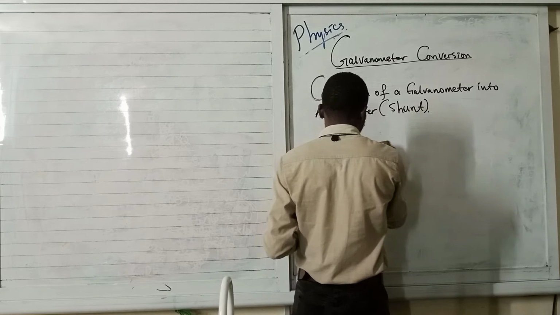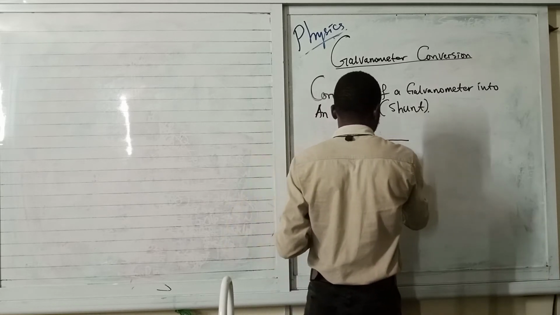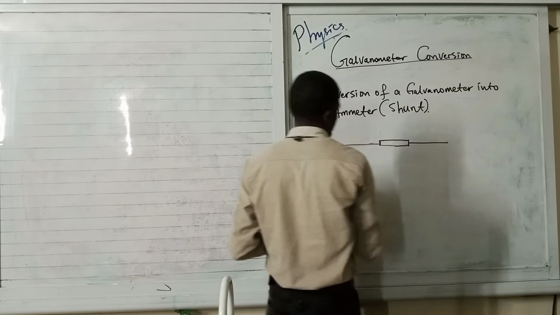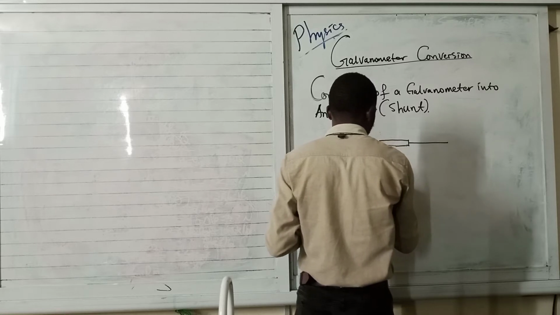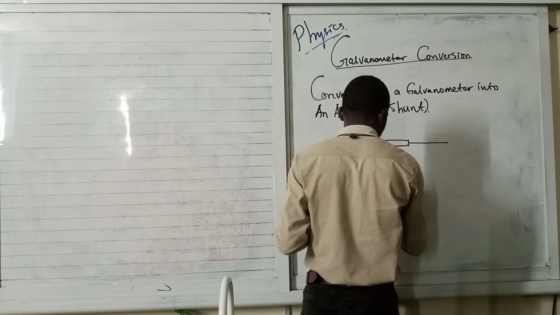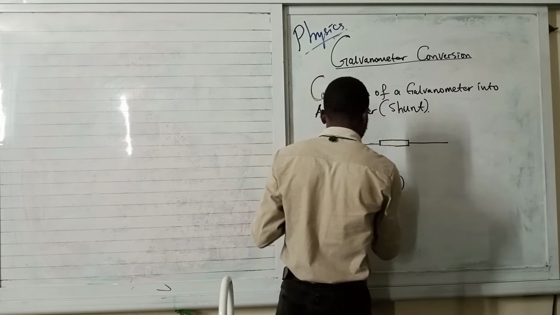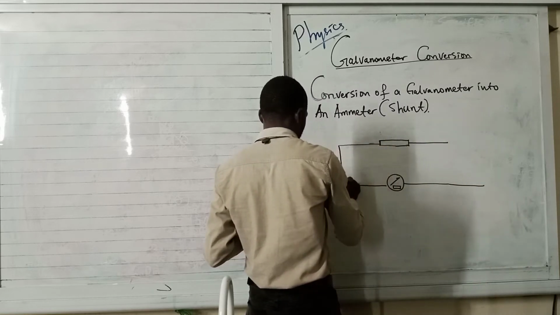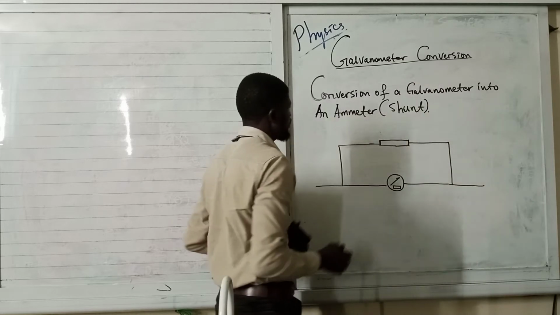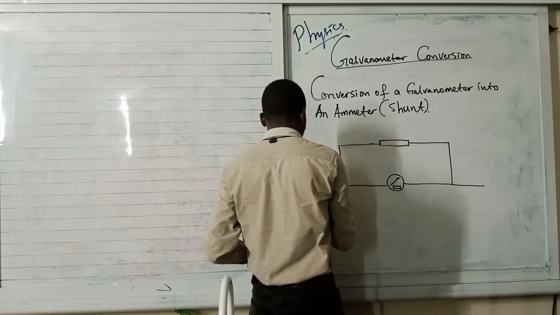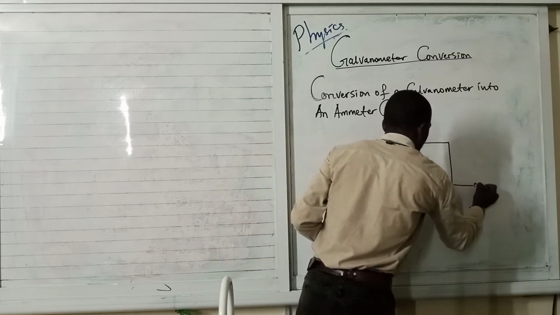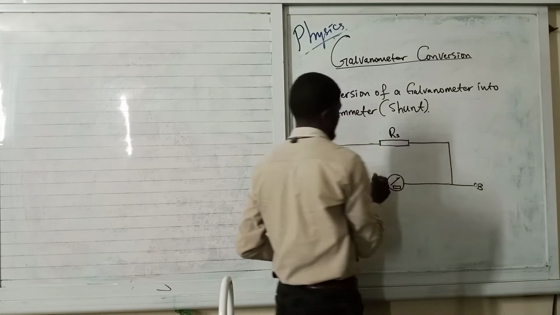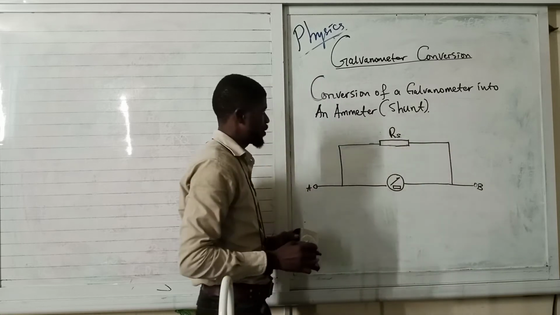We can look at this as a shunt, the very low resistance wire in question, and we can choose this symbol for the galvanometer. Line here and then the line here. Let's extend this line, and then we can join this line and then join this line. So let's look at this as terminal A, and this is terminal B. There is a junction here. Now this is the resistance for the shunt, Rs. Please follow me. Rs stands for resistance of the shunt.